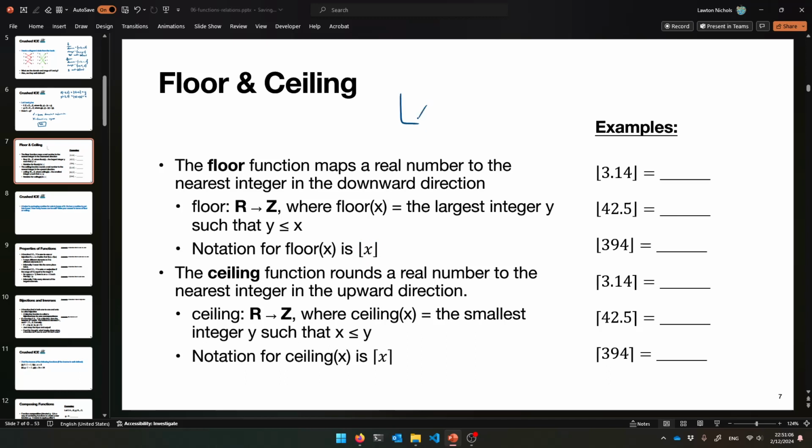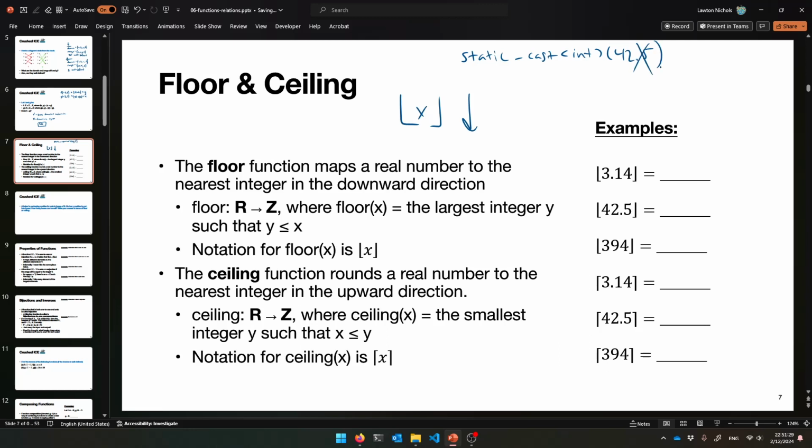And so you write it like this. It's the floor of x. It's going to take x and round it downwards to the nearest whole number. It's going to chop off the decimal places. So actually, floor is what you get when you do a static cast in C++. If you take a static cast of a double and convert it to an int, like 42.5, it's not going to round it up or anything. It's just going to chop off the decimals, and that's what the floor does. All right, that's what the floor function in math does.